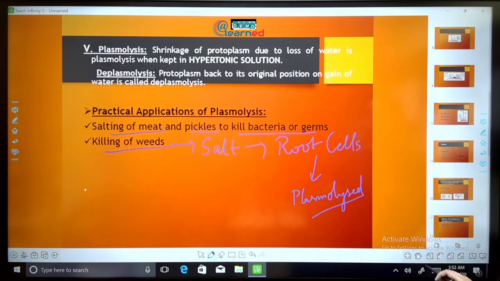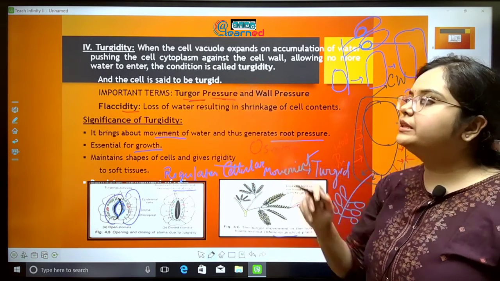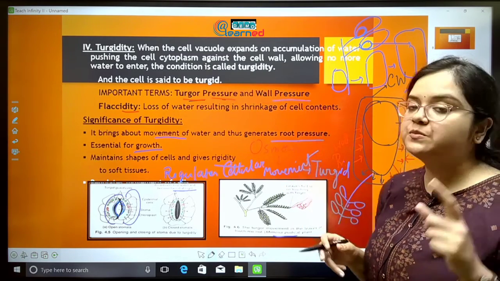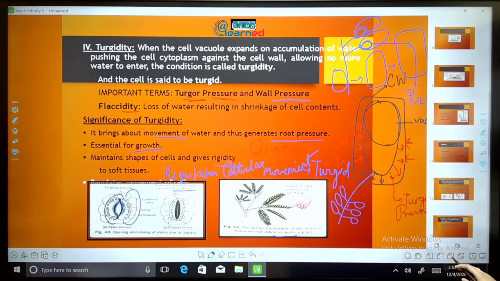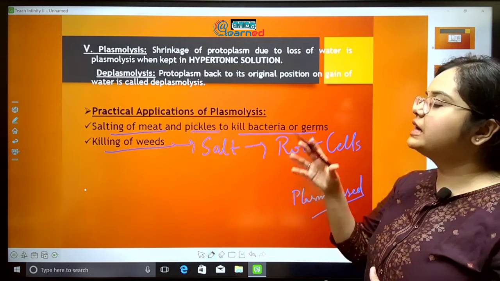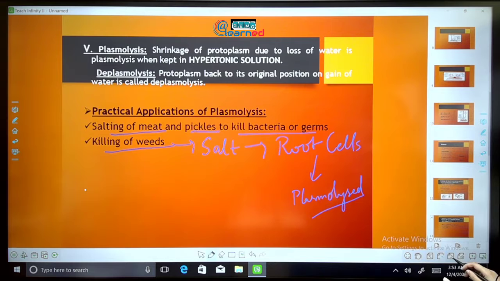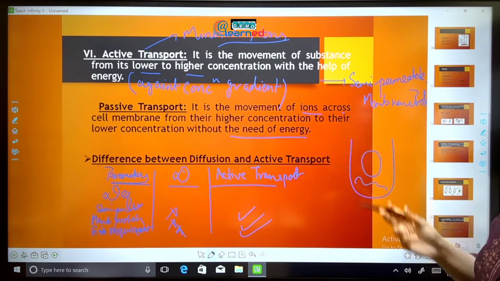Then we spoke about turgidity of plants. When will the plant get turgid? So turgor pressure, wall pressure difference comes very often, the difference of it and the significance. Plasmolysis, almost one of the last ones, where we spoke about the shrinkage of protoplasm away from the cell wall. And lastly, we spoke about active transport.